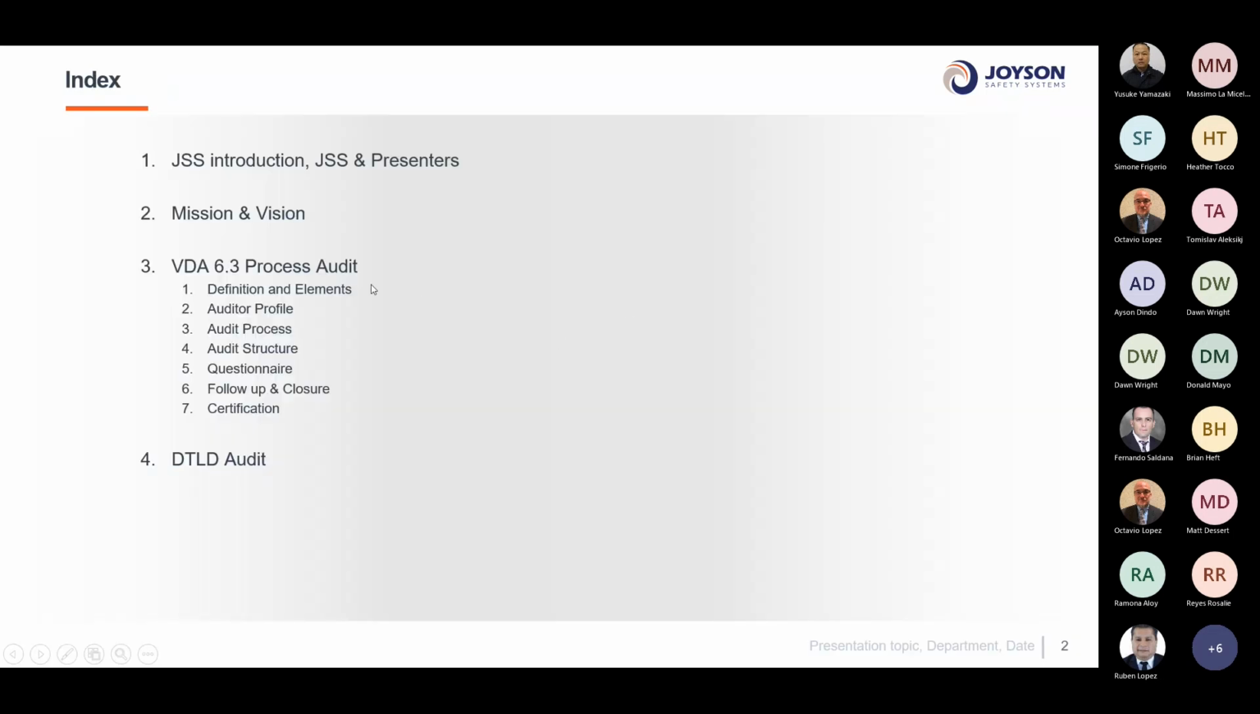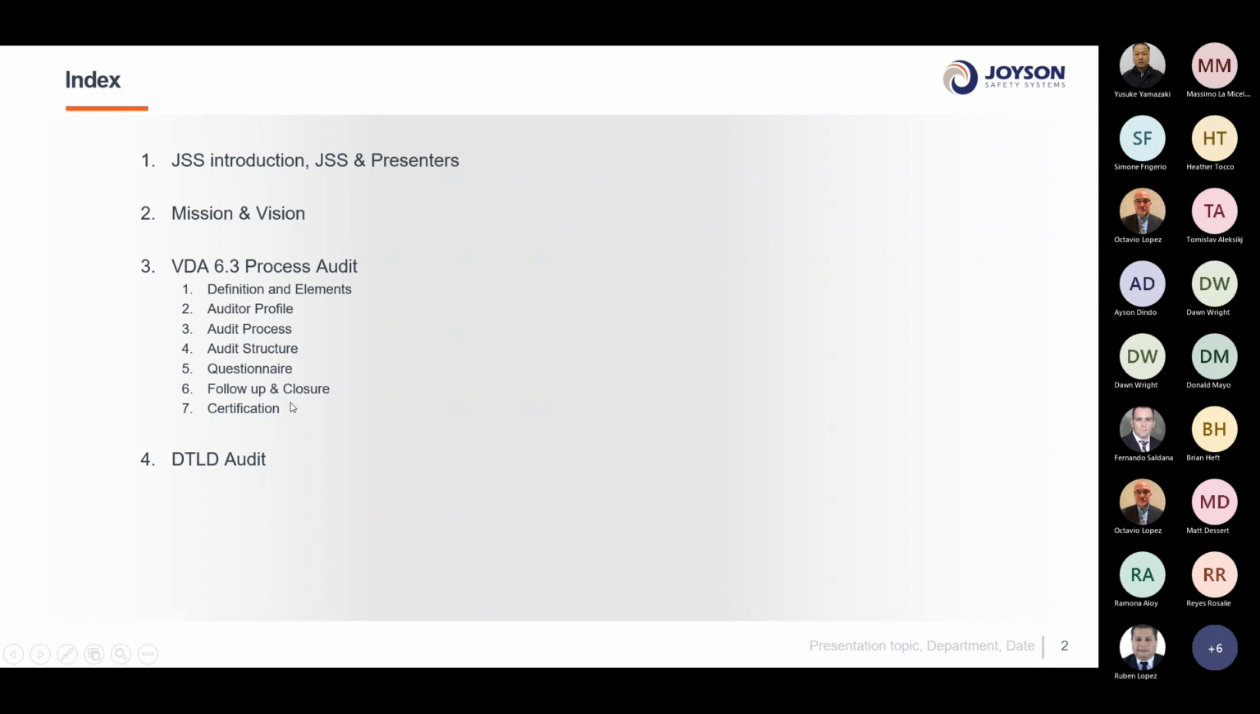We will provide you with a brief introduction of JSS, plus the presenters, the mission and vision for the company, and an overview of VDA 6.3: the definition, the elements of the audit, the auditor profile, the audit process and elements required, the tools to perform the audit, and the audit structure based on the format provided by QMC and also the Volkswagen Institute. We will go into detail on the questionnaire.